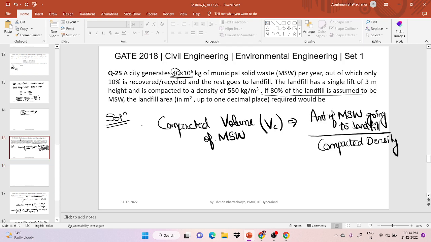A city generates this much amount of waste, out of which 10% is recovered and recycled, and the rest goes to landfill. The landfill has a single lift of 3 meter height and is compacted to 550 kg per meter cube. 80% of the landfill is assumed to be municipal solid waste. The landfill area required will be? First of all, the compacted volume of municipal solid waste is equal to the amount of solid waste going to landfill divided by the compacted density. I simply wrote this from density is equal to mass by volume. So if I have to keep everything in terms of volume, it will be mass by density. Now we have to calculate the amount of municipal solid waste going to landfill.